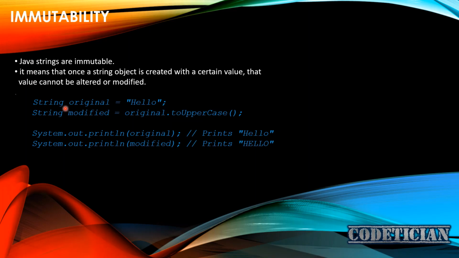Suppose I have this string original saying hello, and then I apply some string method on it, like original dot toUpperCase. This method will not change the original object. It will give you another string object that you can save in modified. If you then print original and modified, you will see the modified object is changed but the original object is not. That tells us that strings are immutable.